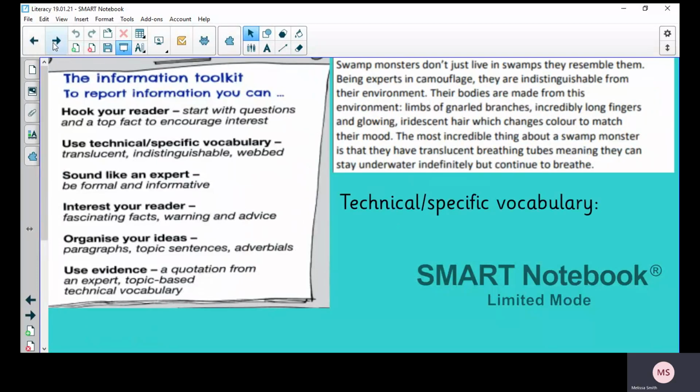So the next one, I'd like to see an example for technical specific vocabulary. Pause the video again and see if you can spot any within this paragraph. Right, there's lots here. You can see here we've got translucent, that's technical vocabulary. Camouflage, there's another example of technical vocabulary there. So that's just 2 examples, and there's lots more throughout the rest of the model text. Let's look at the next one.